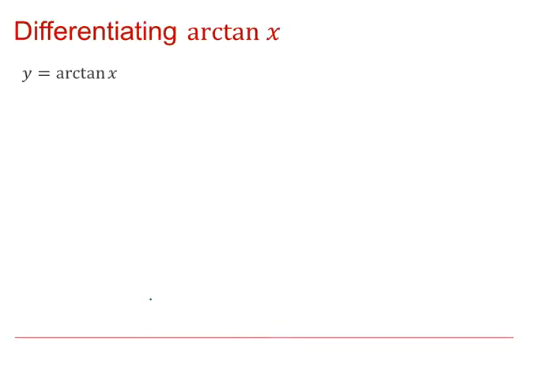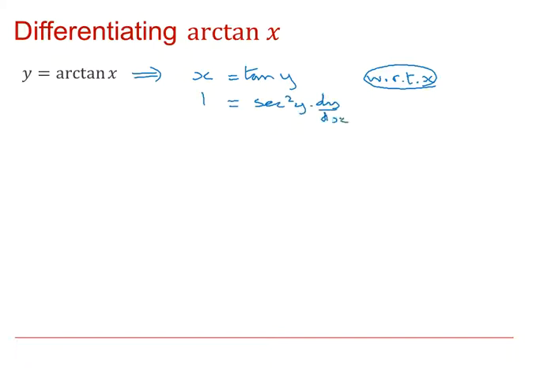So now if we look at differentiating arctan x, the neat way of differentiating this is to rewrite it as x equals tan y. So we go back to the trig function tan y. And now if I differentiate both sides with respect to x, we will need to do this implicitly. So if I differentiate x with respect to x, we'll get 1. If you differentiate tan y with respect to x, you're going to get sec squared y, and then because it's implicit, dy by dx.